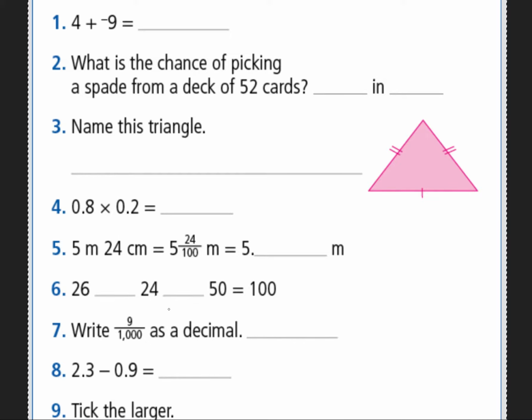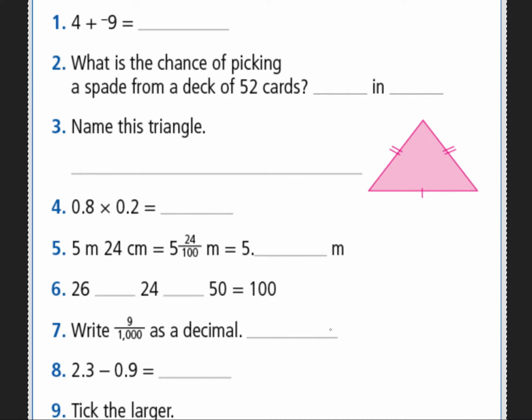Number 7, we have to write 9 over 1000 as a decimal. So it's going to be 0 point, and because it's thousands, this would be tenths, this would be hundredths, and this would be thousandths in here. And there's 9 thousandths, so our 9 is going to go in there, and there's nothing else, so we can fill those in as zeros, and it's going to be 0.009.